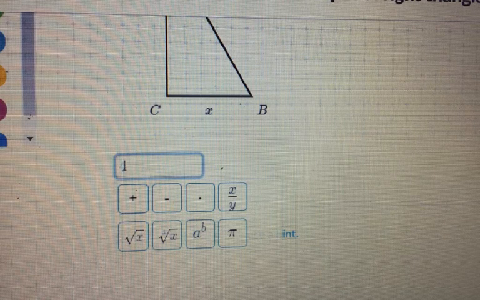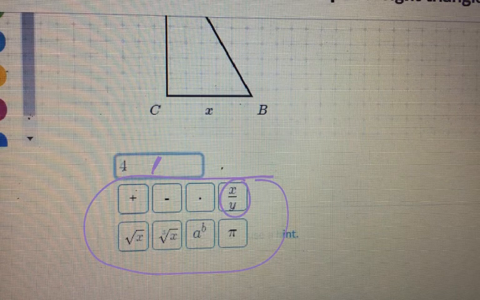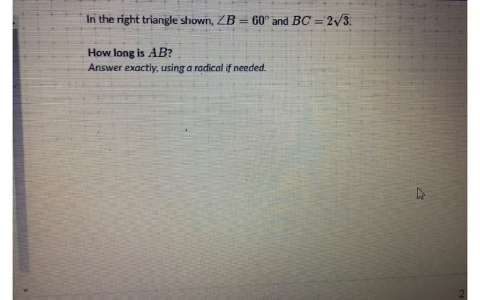And again, the other thing I want to point out is once you click in here, you get this little sub menu. So if you need to type in fractions or square roots or whatever, powers, you want to use pi, it's all there ready for you. All right, let's go on to the next one.